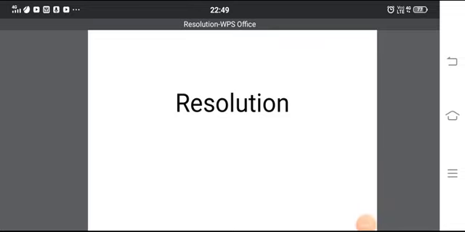Hello guys, whatever we had studied previously, that is the predicate logic and the propositional logic. Today in this lecture we'll see what actually the resolution is, that is the definition of resolution. Okay, what actually does resolution mean?